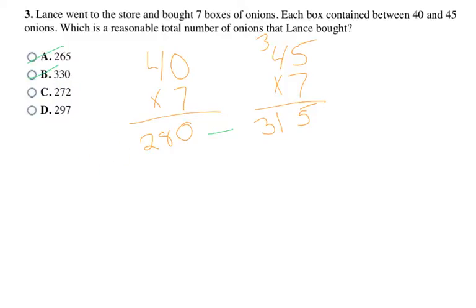272 is too small, so it can't be C. And then 297 is right in between these two numbers. So that's the only number between them, so that means my answer D is going to be my final answer.